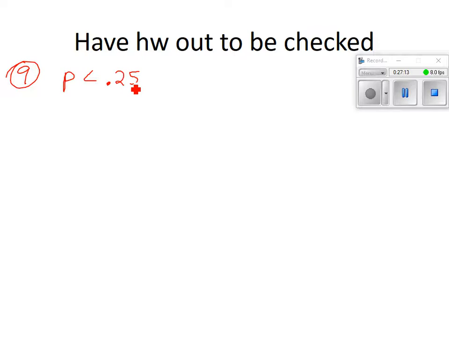In a random sample of 200 U.S. adults, N is 200. 18.5% said they are smokers. So that's P hat, 0.185. Alpha equals 0.05. Is there enough evidence to reject the researcher's claim?